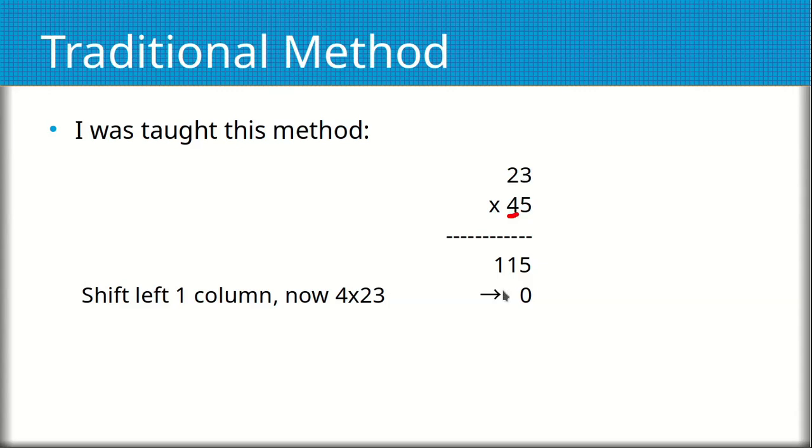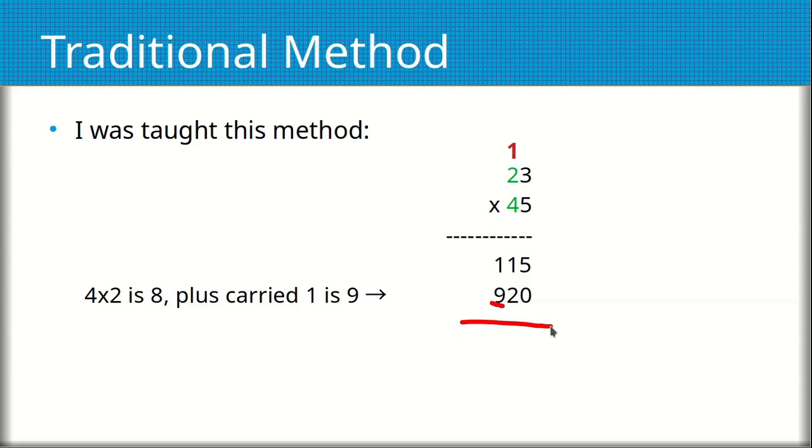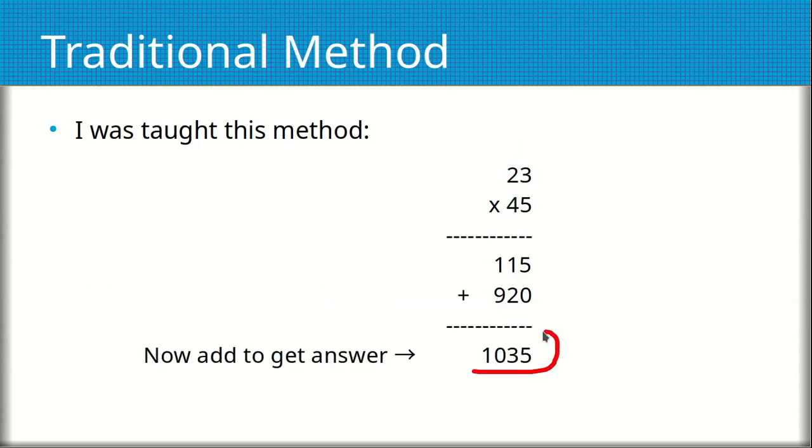But you put 4 times 3. You put a 2 here. 1 goes on top. 4 times 2 is 8, plus 1 is 9. Okay, so we'll see that. There you go. 4 times 3 is 12. Carry the 1. 4 times 2 is 8, plus 1. You get 9. And then you add it all up. And you get the answer, same as before.